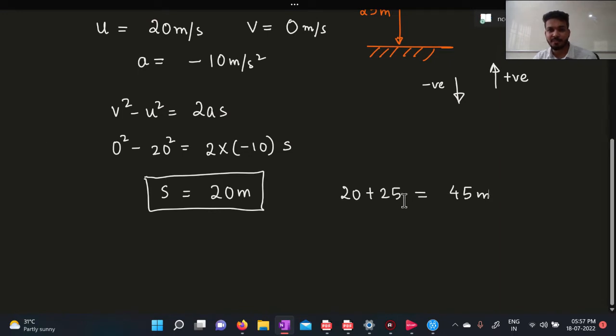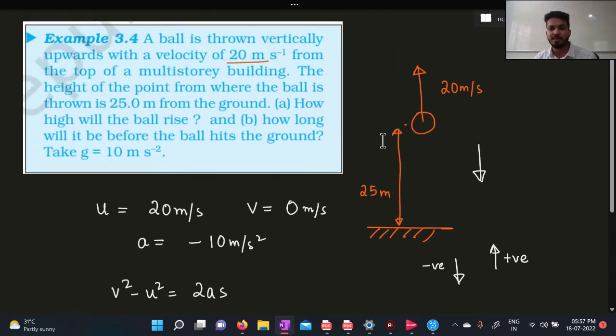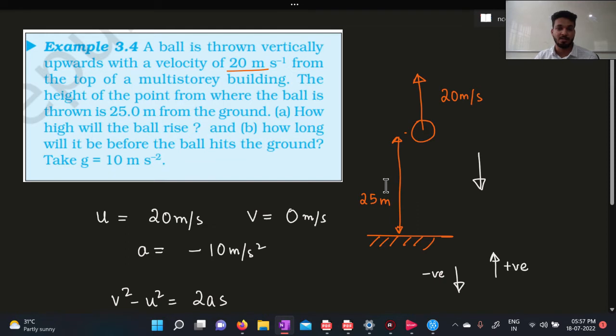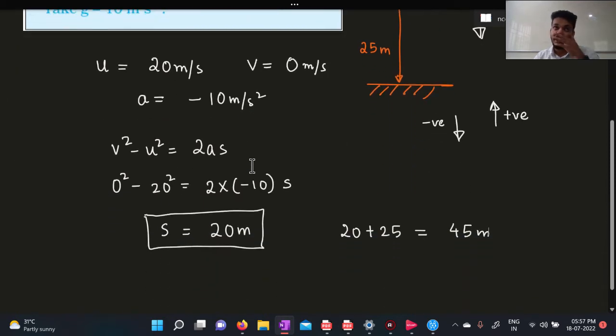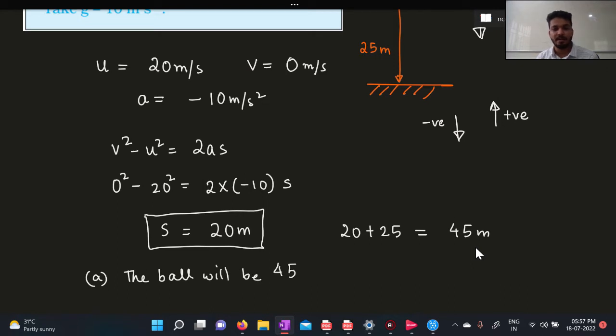Okay, why did I add 25 to this? That's because the ball was already 25 meters from the ground. So if they are asking how high the ball will rise, the answer is 45 meters from the ground. So the first part's answer is the ball will be 45 meters high from the ground. Okay, from the ground. So you have to mention this.